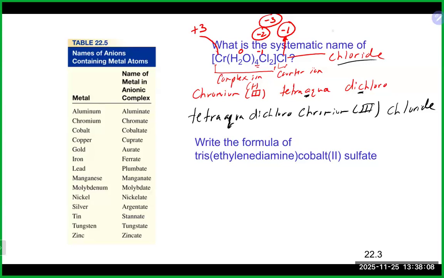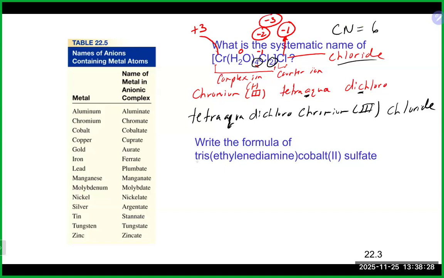Coordination number on this one is 6. 2 chlorines attached and 4 waters attached are all monodentate. So the coordination number here is going to be 6, equal to the subscripts in this particular case. Any questions on that?